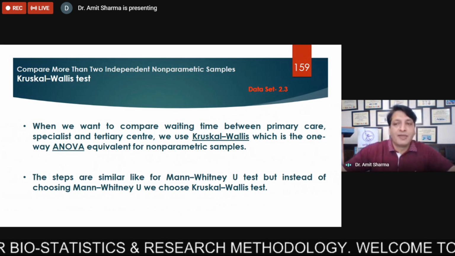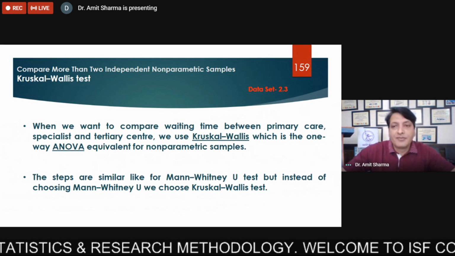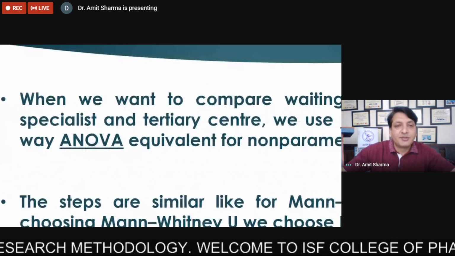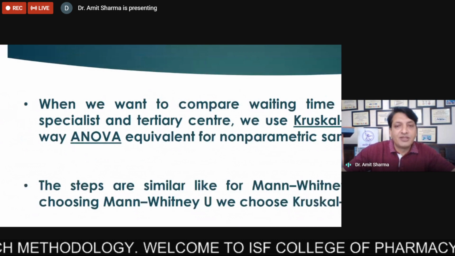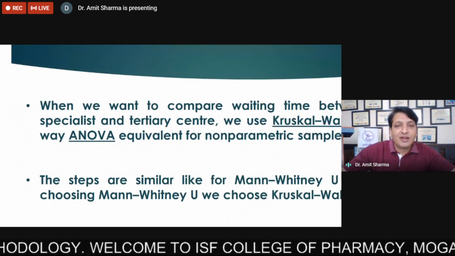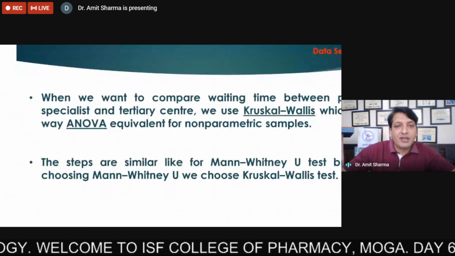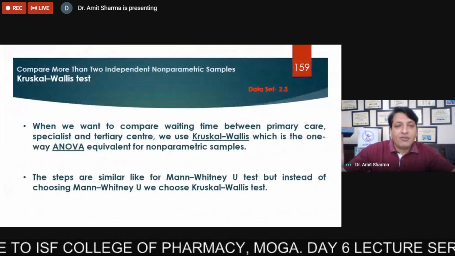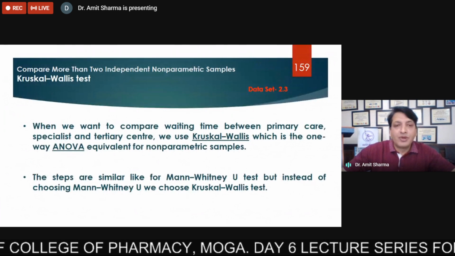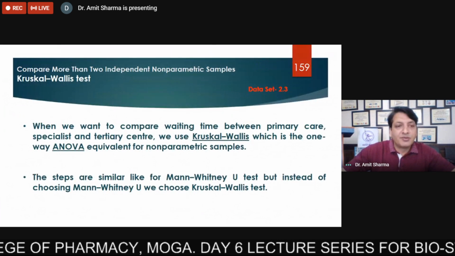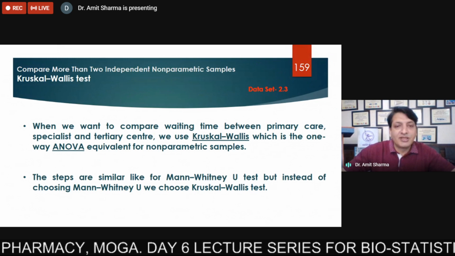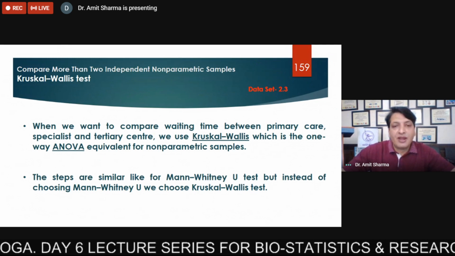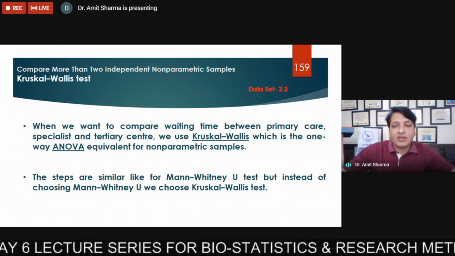One is your primary care, second one is your specialist, and third one is your tertiary center. Out of these three, primary, specialist, and tertiary center, we want to find out in which the waiting time is more or less. This we are going to find out.